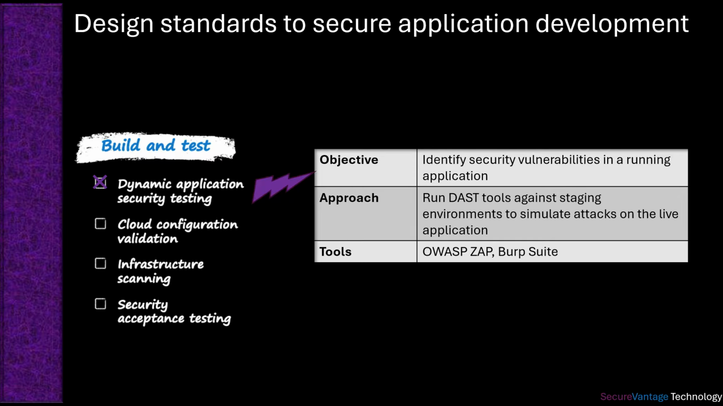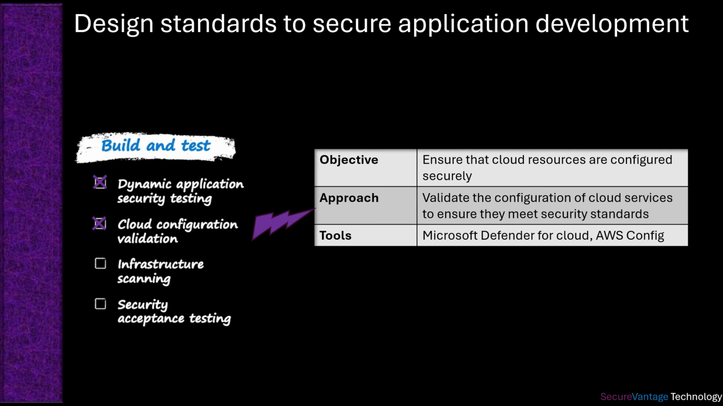Tools such as OWASP ZAP and Burp Suite can be used to achieve the objective in this case. The objective of the cloud configuration validation is to ensure that cloud resources are configured securely. You as a cybersecurity architect should validate the configuration of cloud services to ensure they meet security standards. You might use cloud native services or you may use third-party services for this case. Microsoft Defender for Cloud and AWS Config are the cloud native services that can be used to achieve the objective.